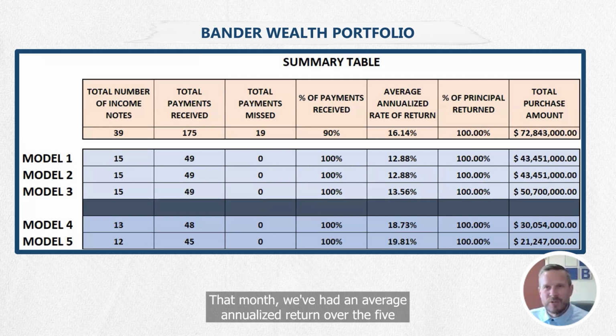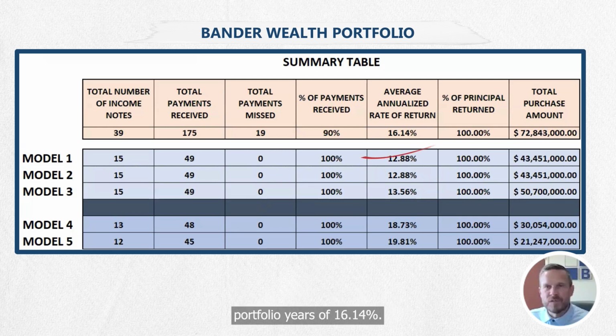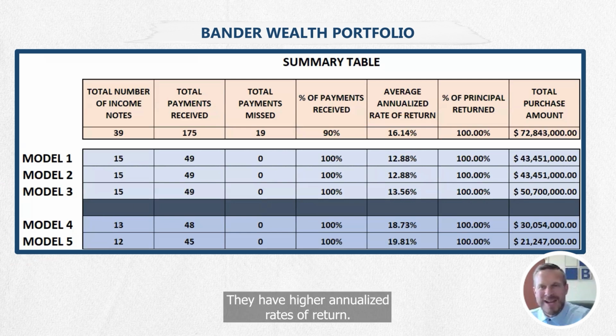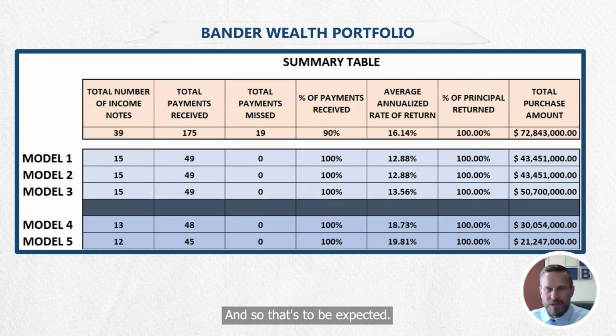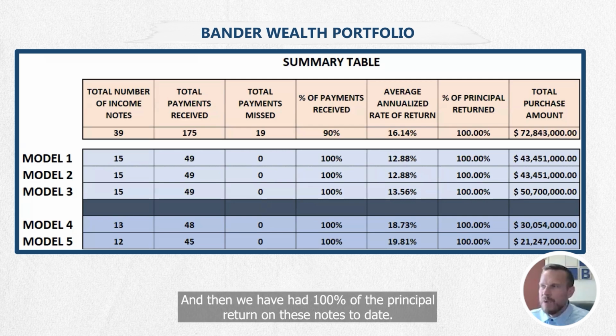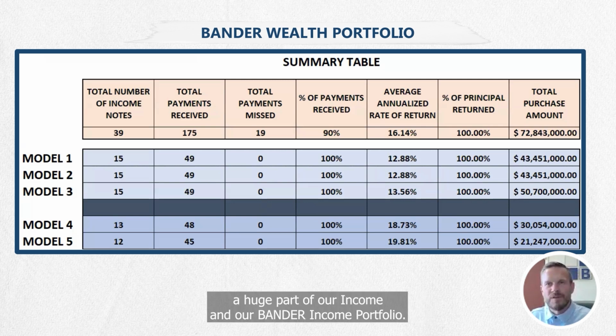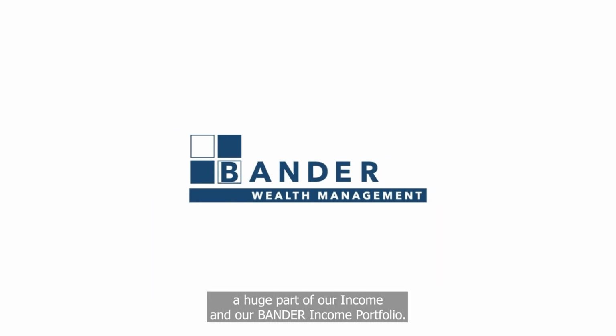We've had an average annualized return over the 5 portfolios of 16.14%. And you can see our model 3, 4, and 5, they have higher annualized rates of return. They've taken on more risk within these income notes. And so that's to be expected. And then we have had 100% of the principal returned on these notes to date. And so very pleased with the performance of these. These are a huge part of our income and our Vanderwealth income portfolio.